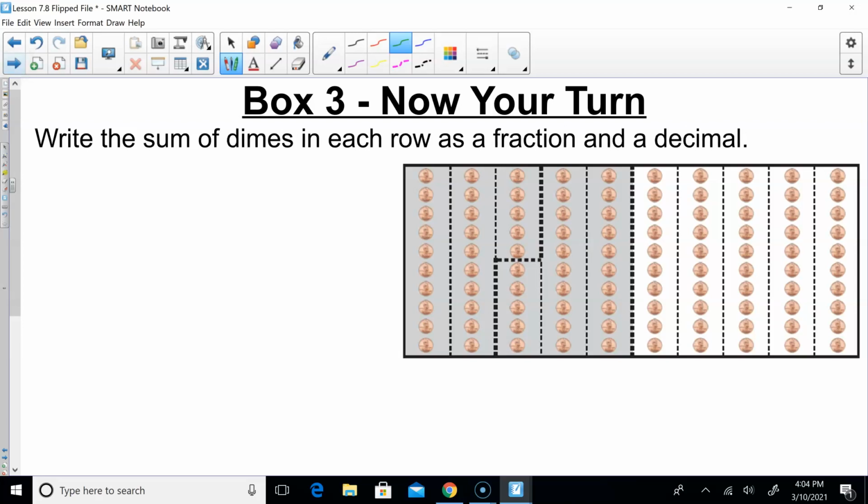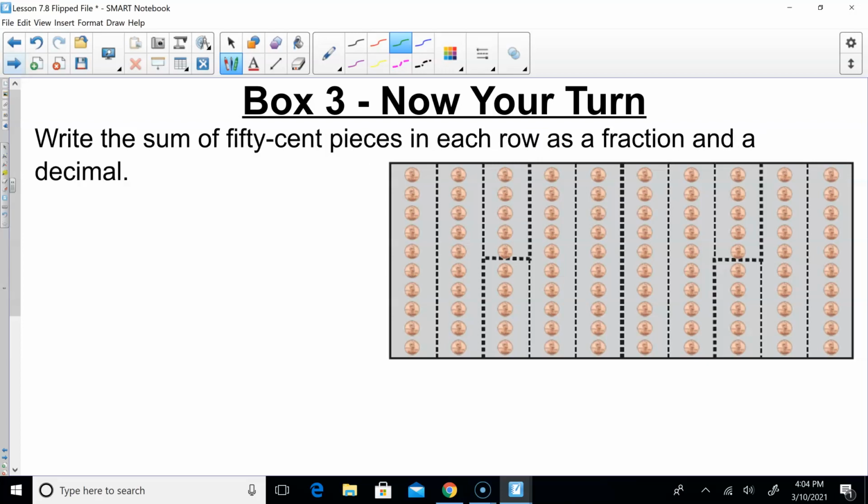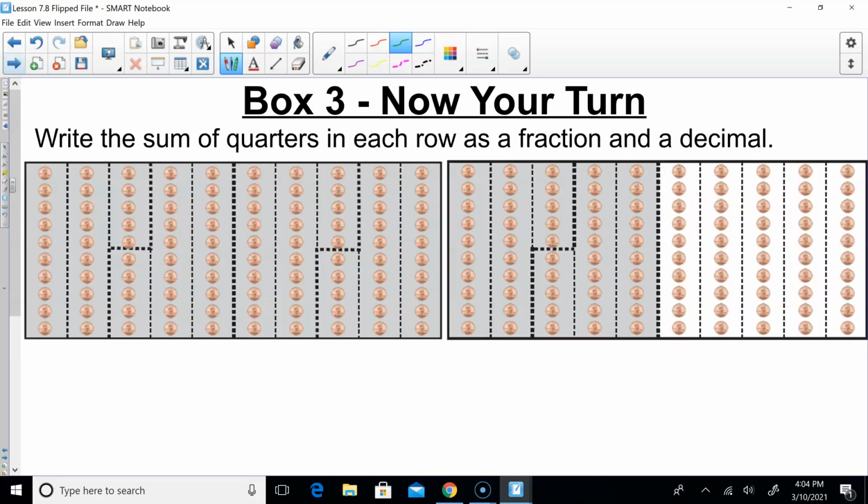Now I'd like you to write the sum of dimes in each row as a fraction and a decimal. Good luck. And now I'd like you to write the sum of quarters in this row as a fraction and a decimal. Just keep thinking about money. So write the sum of 50-cent pieces in each row as a fraction and a decimal. If you really need help, ask your parents if they have some, and then maybe you can keep it as your learning tool. And last but not least, write the sum of quarters in each row as a fraction and a decimal.